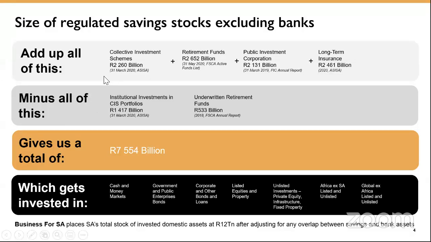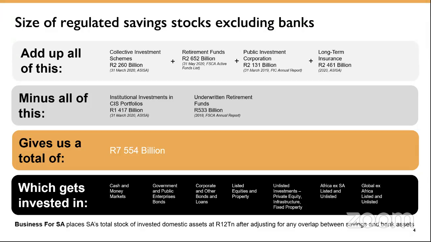And remember, that was a decline after the volatility we saw as a result of COVID coming into February and extending into March, where we saw the JSE decline in excess of 20%. The total stock of retirement fund assets, excluding the government employees pension fund, sits at around 2.6 trillion rands.